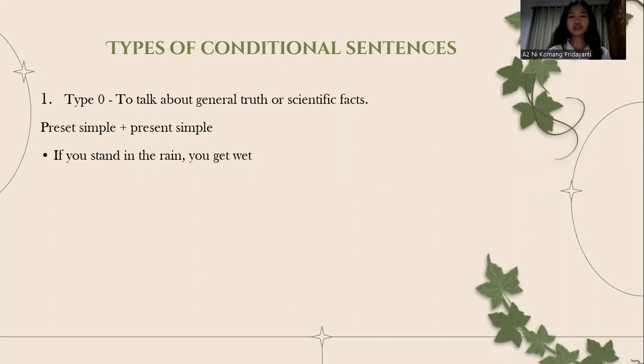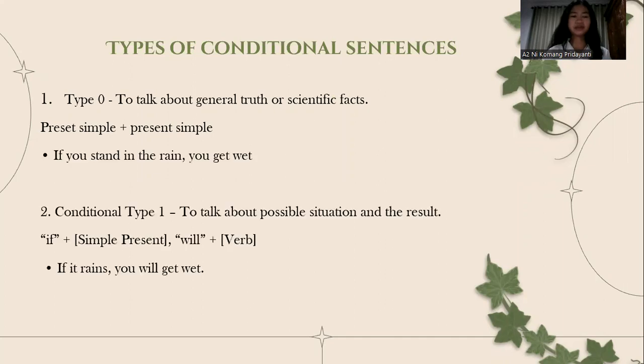Types of conditional sentence. The first is type 0. It's used to talk about truth or scientific fact. The formula is present simple plus present simple. For example, if you stand in the rain, you get wet.